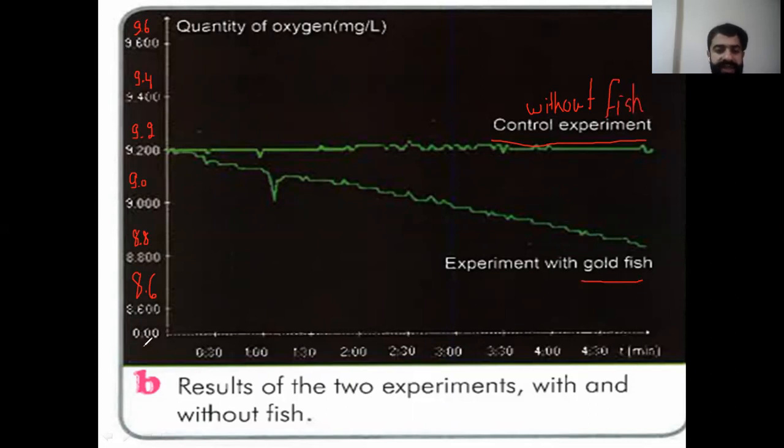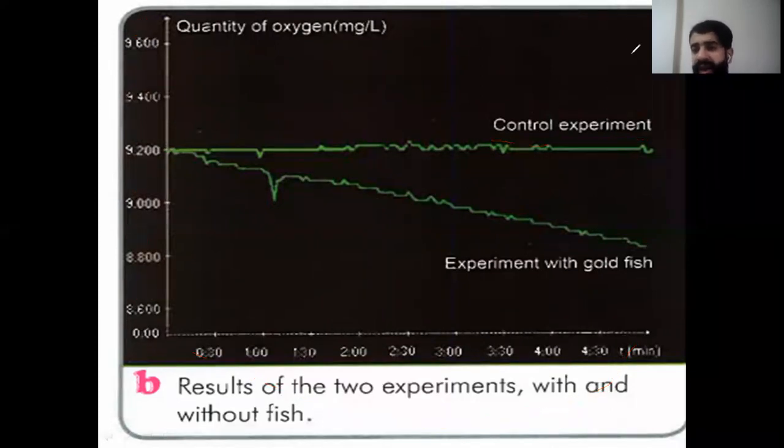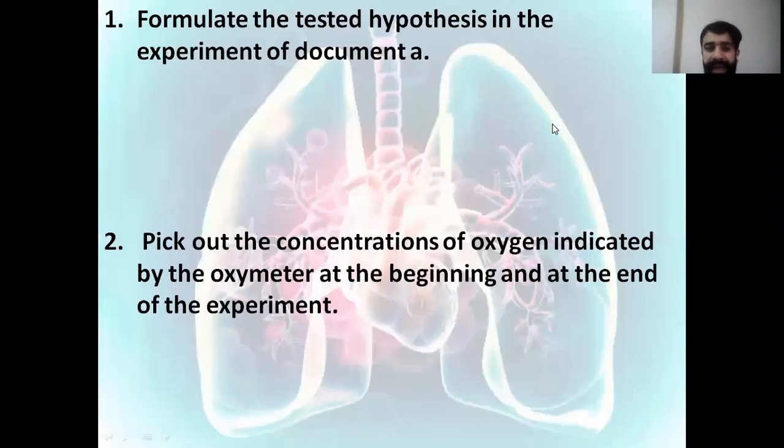So as time increases from 0 to 5 minutes, the quantity of oxygen remains the same in the control experiment, while it decreases in the case where we have the goldfish. What does this mean? This means that the goldfish absorbs or consumes the oxygen gas. That's why the amount of oxygen decreases.